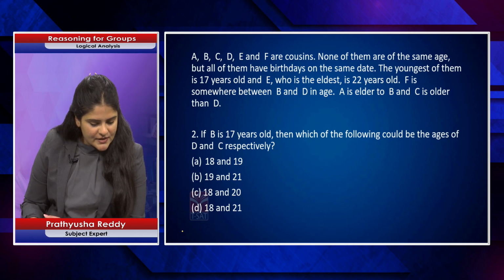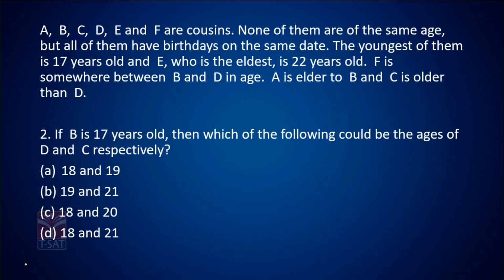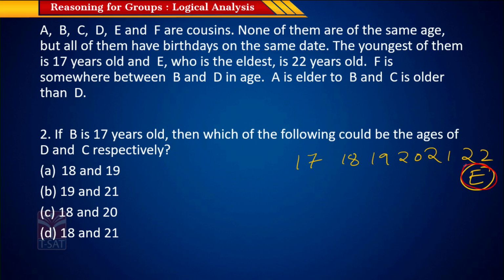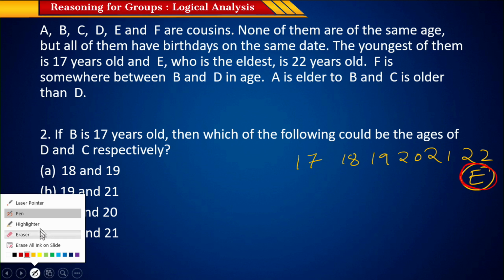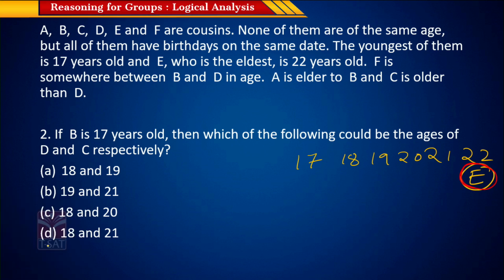Again, based on the same information, you have if B is 17 years old. So you have 6 people who are 17, 18, 19, 20, 21 or 22. And we always know that E is fixed. E will always be here. E is 22 years old. Okay. Now this question, it's saying that B is 17 years old.